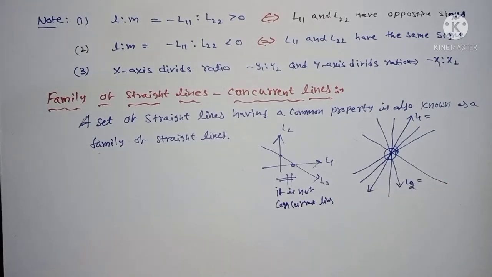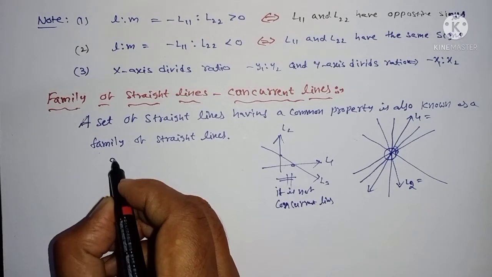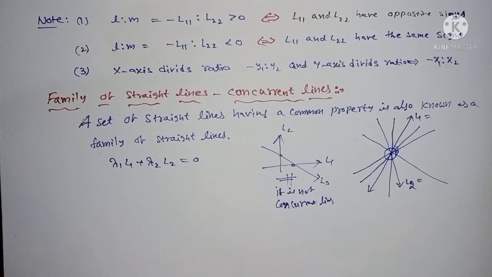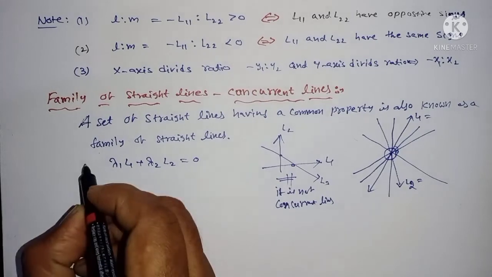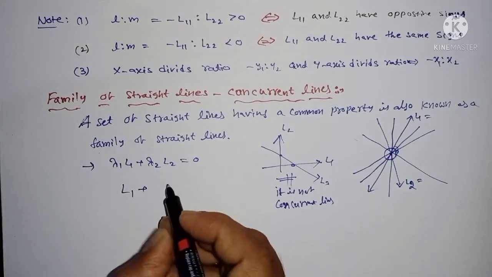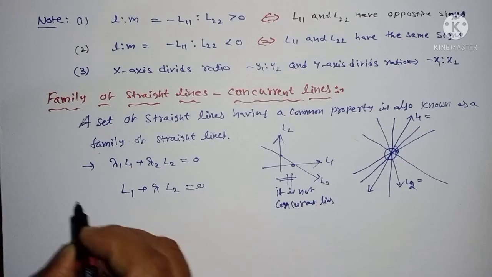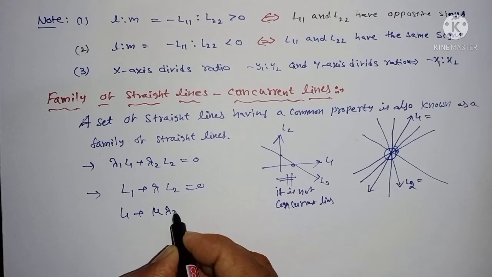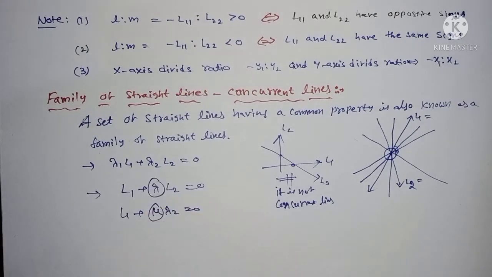It is denoted as lambda 1 L1 plus lambda 2 L2 is equal to 0, where lambda 1 and lambda 2 are parameters, any real numbers. Otherwise this can be written as L1 plus mu of L2 is equal to 0. Here mu or lambda, or any such letter like k, can take any value.